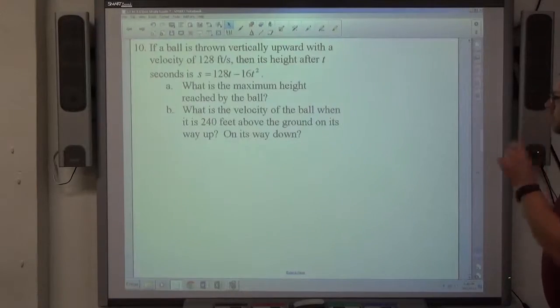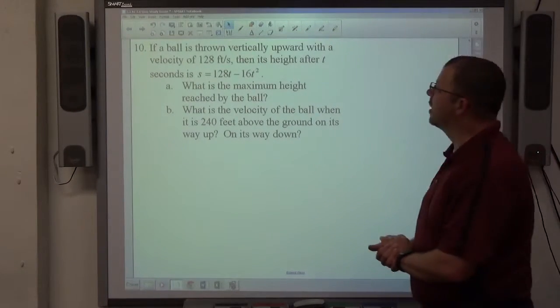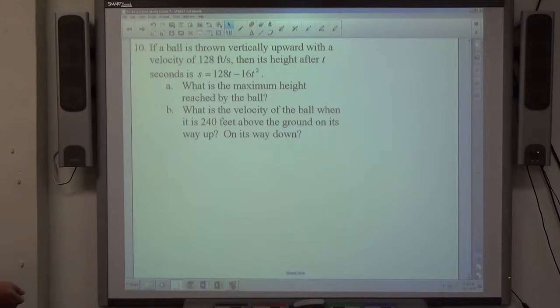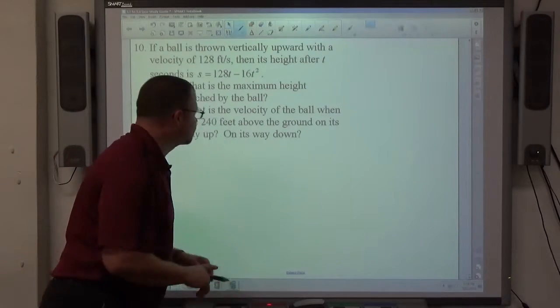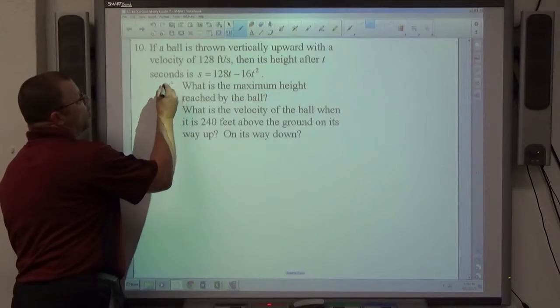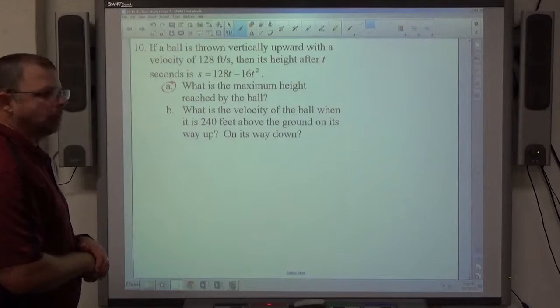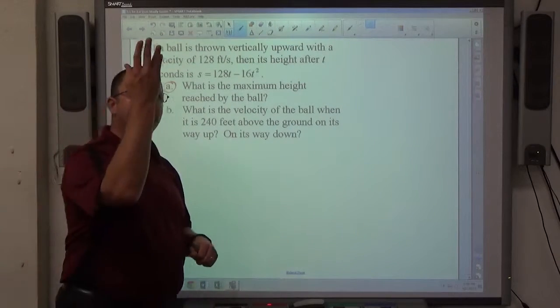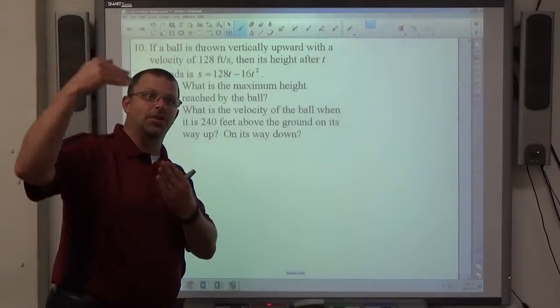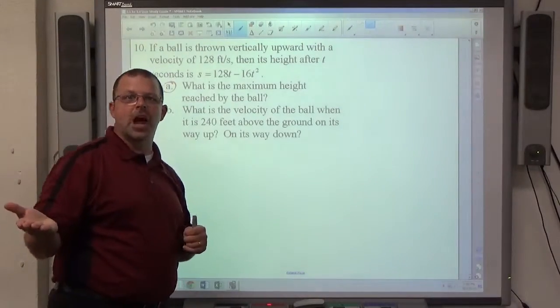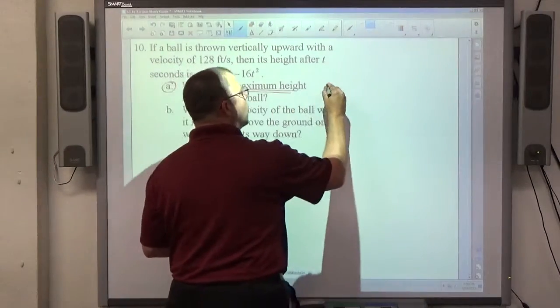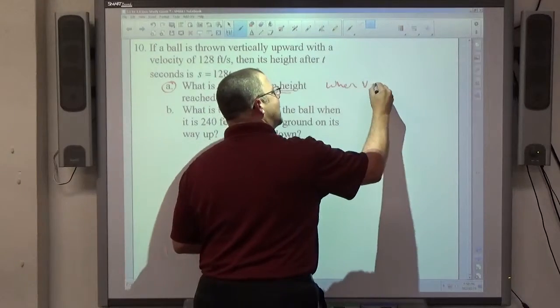Number 10. A ball's thrown vertically upward with velocity 128 feet per second. Then its height after t seconds is s equals 128t minus 16t squared. Okay. Question A, what is the maximum height reached by the ball? Okay. What we have to know is that when a ball's thrown up in the air, it's going to go up in the air until it stops, at which point it's going to start going down. The point at where it stops is its highest point. So the maximum height occurs when velocity is 0.